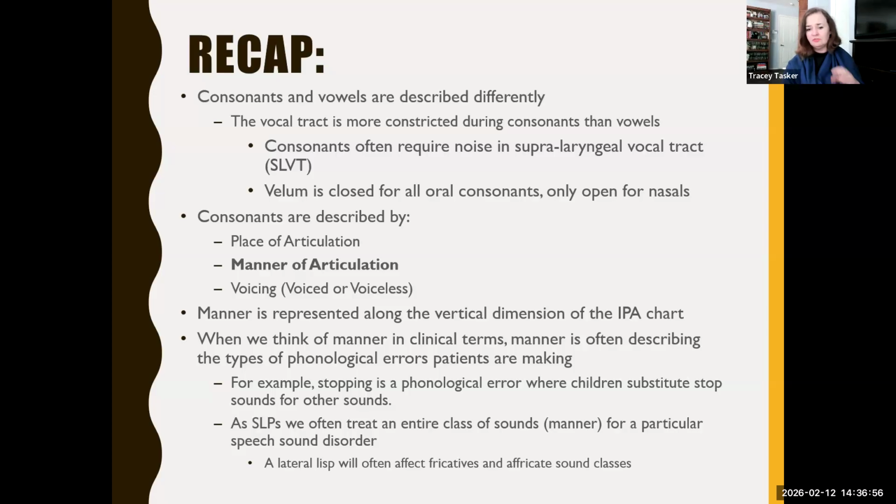We also often treat with certain disorders an entire class of sounds or category. In this case, for example, if we're treating a child who has a lateral lisp where the air escapes the sides of their tongue, we often treat the entire group of sounds, the entire manner that's affected by that. So in this case, when they have a lateral lisp, it'll affect all the fricatives and affricates, which we're going to talk about what that means in a minute. So it's just helpful for you to understand how this translates into our fields.